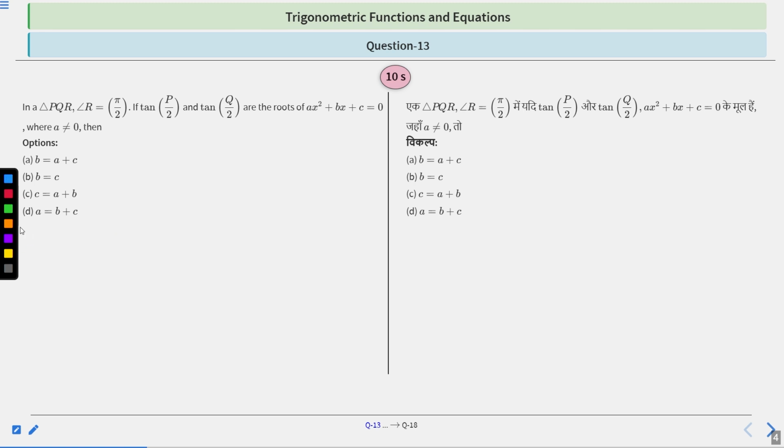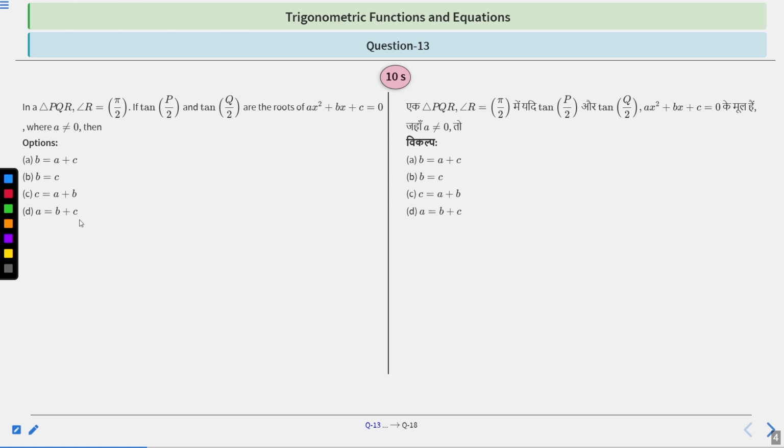Let's start with question number 13, which says, in a triangle PQR, angle R is equal to pi by 2. If tan P by 2 and tan Q by 2 are roots of this quadratic equation, ax square plus bx plus c equal to 0, where a not equal to 0, then which option will be correct?